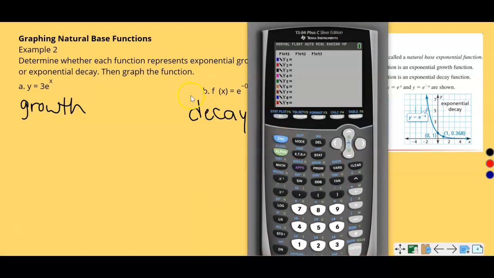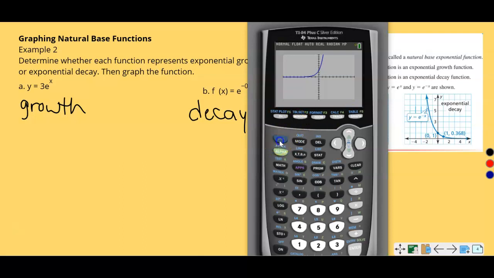So if you go to y equals to graph, we're going to graph 3e to the x power. So we're going to do 3. Now e is right here below pi, and you can see it's in blue, so you have to do second divide to get the e button, and then you're going to raise it to the x power. All right, so 3e to the x power, and then we hit graph. And you can see that is exponential growth.